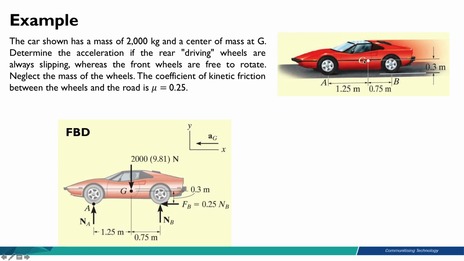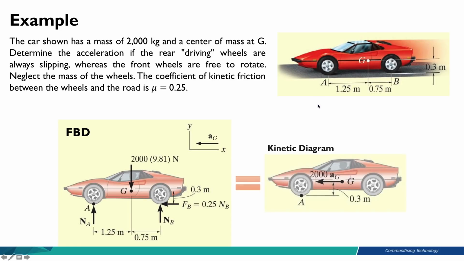So in this case, the car is not moving up and down. The car is moving to the left. So the kinetic diagram will be from point G pointing to the left, and this will be m a_gx, or you simply write down 2000 for the mass times a_G, the acceleration of the center of gravity.